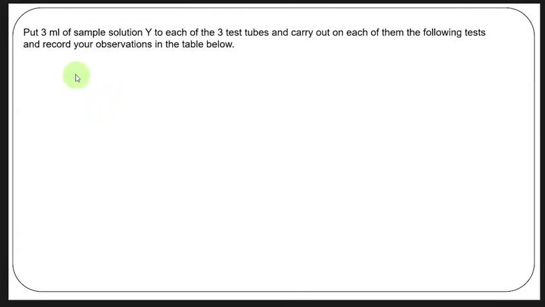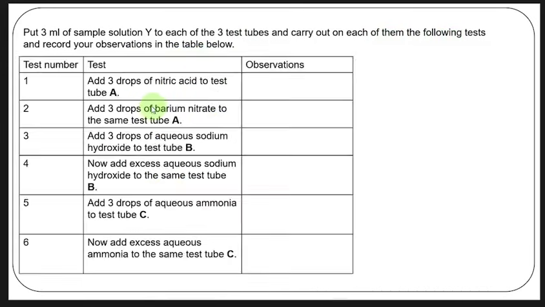Then the instruction will be given like this: put 3 ml of sample solution Y into each of the 3 test tubes, carry out on each of them the following tests, and record your observations in the table below. So you may have a table like this one, where you have the test number, and then the tests that you carry out on test tube A, test tube B, and test tube C.